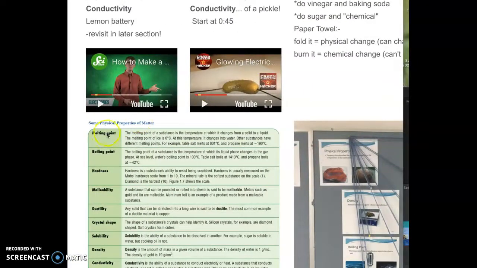The next ones we have are melting point and boiling point, and then hardness. My video is going to run out, so I'm going to have to save it and explain that separately.